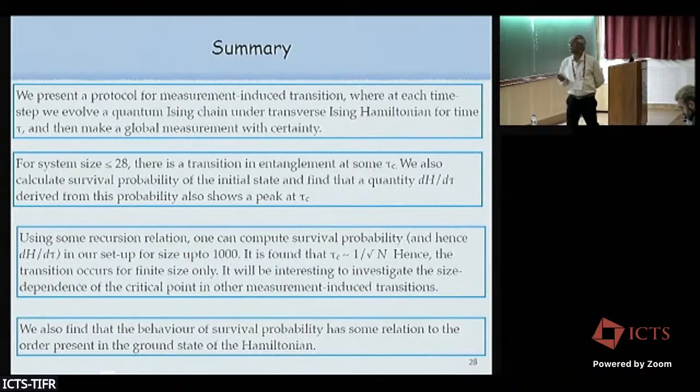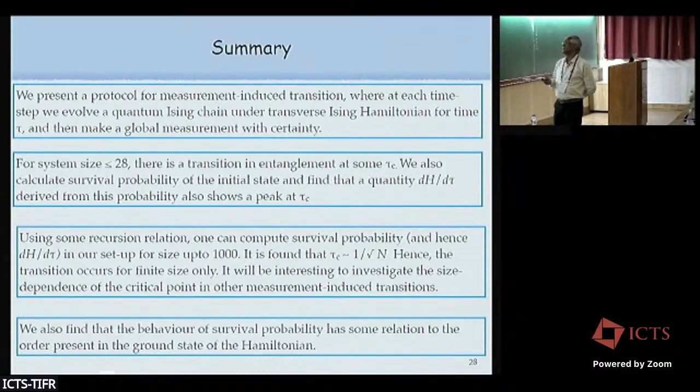We also calculate the survival probability of the initial state and find that a quantity, a derivative derived from this probability, also shows a peak at tau C. So, using some recursion relation, you see the logic: there is an entanglement transition at tau C, and we get a peak for small size in the survival probability at tau C. But we cannot calculate entanglement for system size 1000, while we can calculate the survival probability and its derivative with respect to tau for 1000. So we argue that this peak should correspond to a transition for large size also.